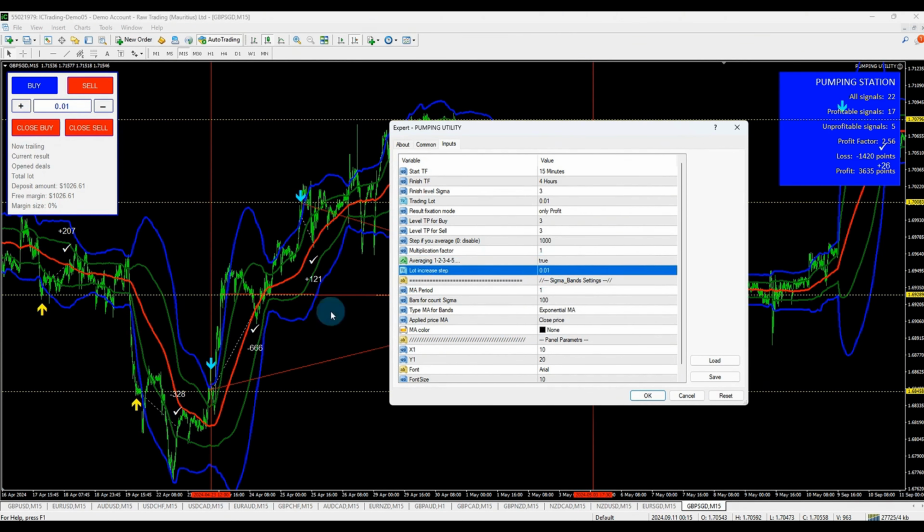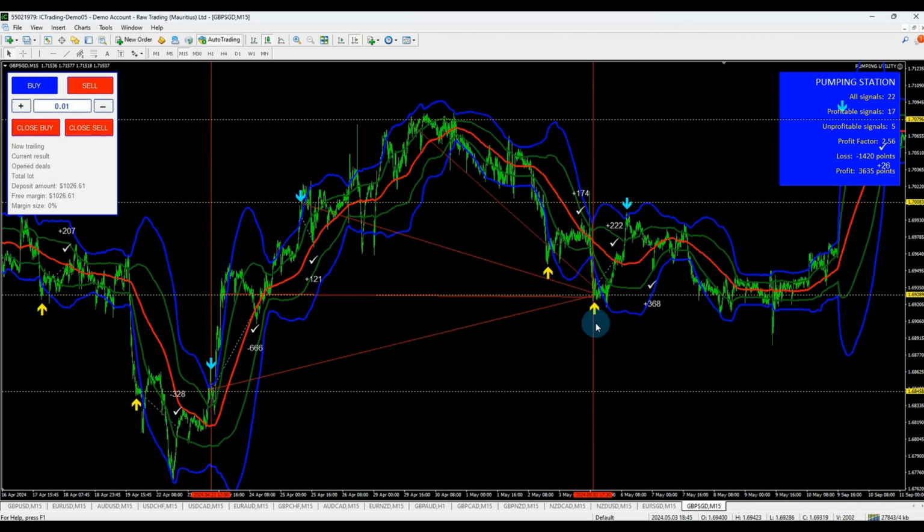the lot size that will be added to each subsequent trade. For example, if the first trade is 0.01, then the next one will be 0.02, the following one will be 0.03, and then 0.04. This means that each time an additional 0.01 will be added to the previous lot size. This will be essentially averaging with a ladder. We will have it, basically, like a staircase with small steps.